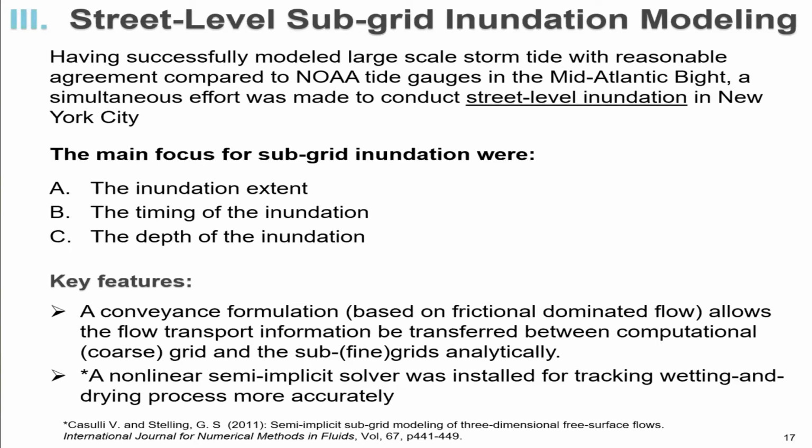On this subgrid modeling, we have two key features. One is we use a covariance formulation, which allows the flow transport information to be transferred between computational grid and the subgrid analytically. And then secondly is a nonlinear semi-implicit solver for tracking wetting and drying process. This is a technique developed by Casulli and Stelling. The reference is at the bottom.